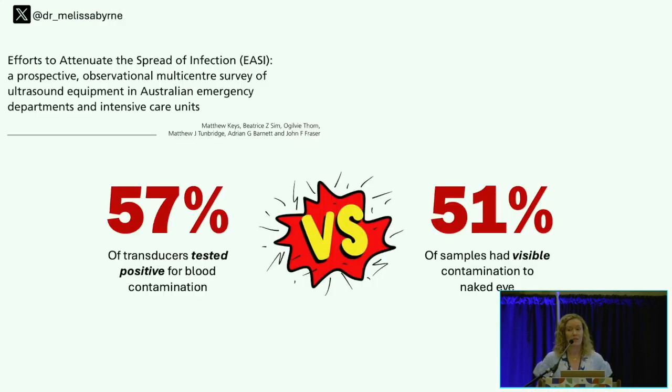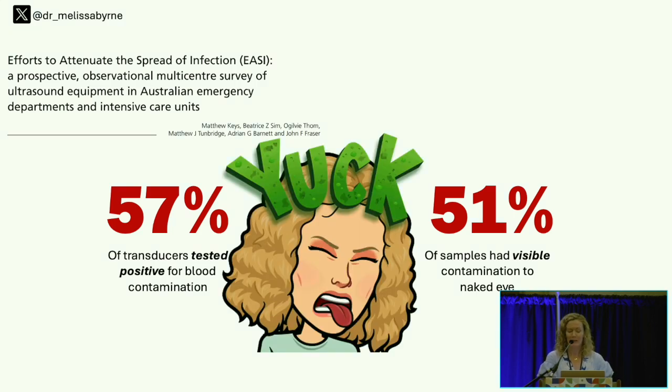This is an interesting article taken place in an Australian ED where they swabbed the ultrasound machines in their emergency department and noted that almost 60% of them had blood contamination, but to the visible eye, only 50% were noted to have blood. And to me, that's just kind of gross.